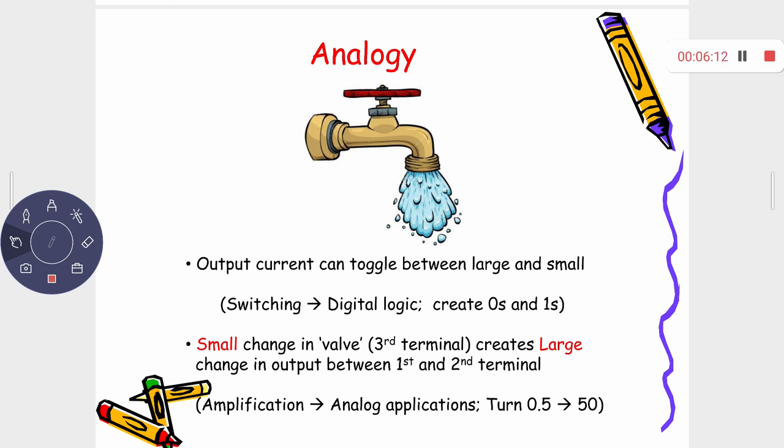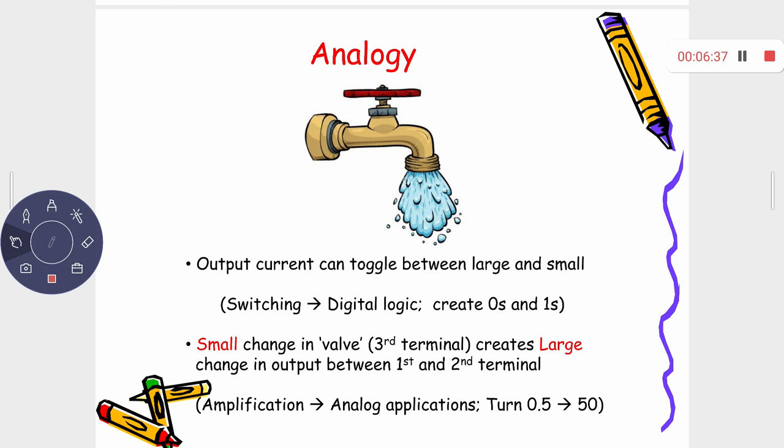Analogous behavior. Okay, analogous. So if you can relate your daily life experiences to what you are studying in a course, then you can grasp the concept, you can digest the concept much better. Right. So that is the analogy behind an amplification operator, or the transistor operation.